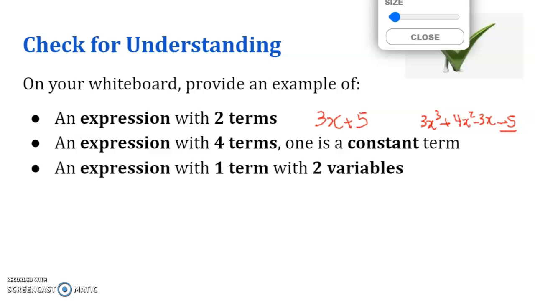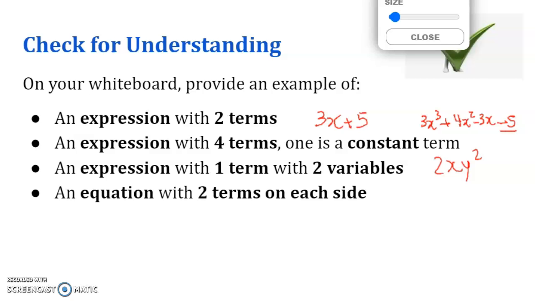Okay, what about an expression with one term with 2 variables? So we just want one term, one thing, but with 2 variables. That means I could have something like 2x y squared. So I have x and y, they are both separate, 2 different variables.